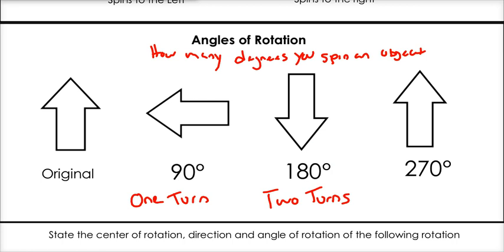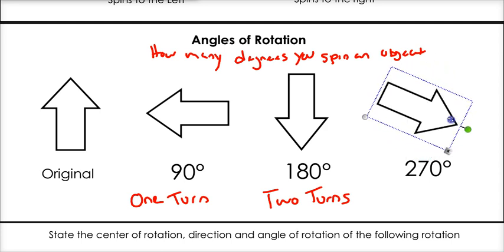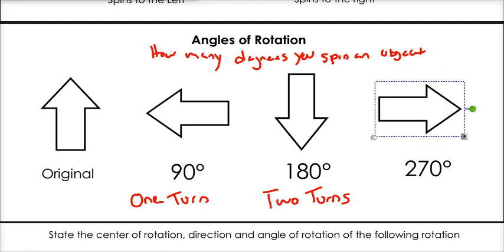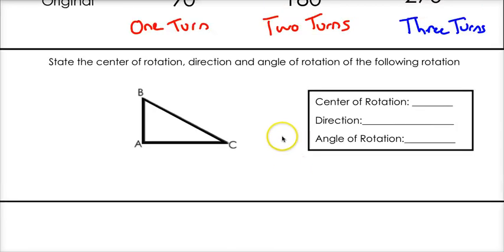Now 270 is three turns. It goes one, two, three turns, and that would be a rotation of 270 degrees. So just get used to what that looks like. One turn, two turns, and three turns. That is 90, 180, and 270. Like I said, there are other amounts of degrees you can do, but we're sticking with these. Let's try and practice this and see if you can actually use these three things.